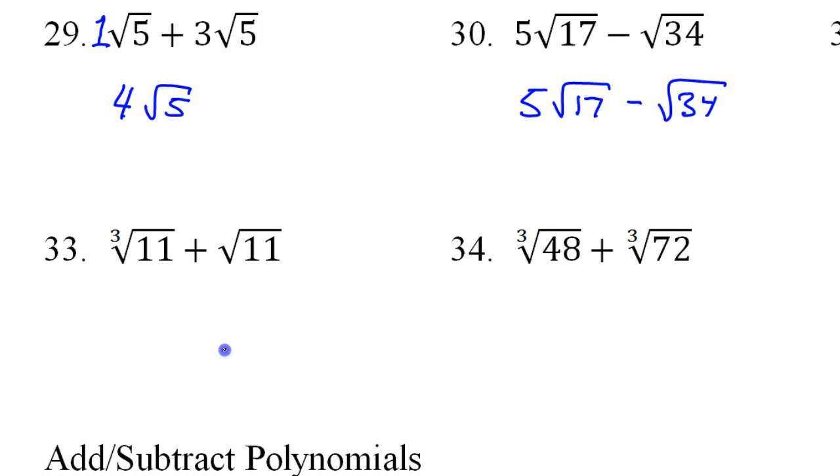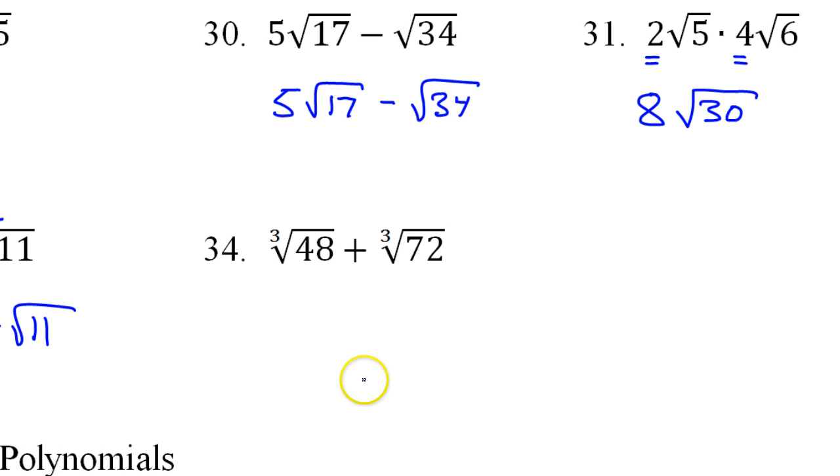Okay, now look at this one. I have 11, but what do you notice that's different about these? Yeah, this has a cube root and this is a square root. Okay, that's like basketballs and footballs again. There's nothing we can do with this. Alright, you can't do anything. Just recopy it and leave it alone. Alright, you can't add a cube root and a square root together. You're stuck.